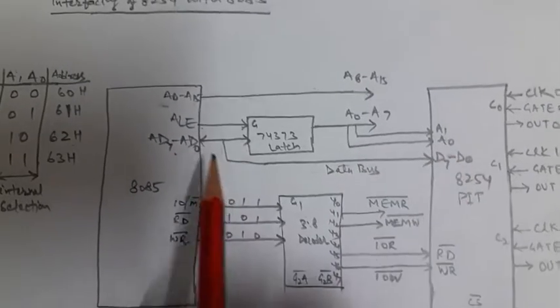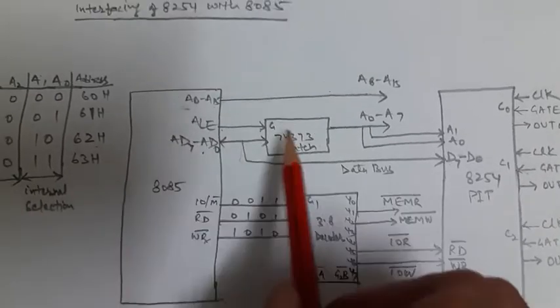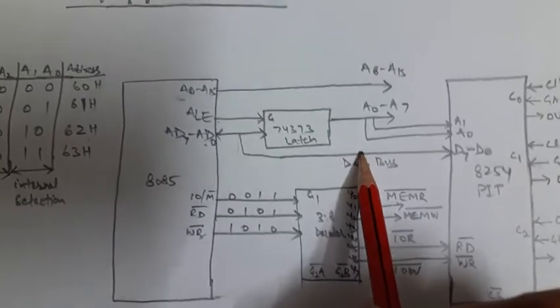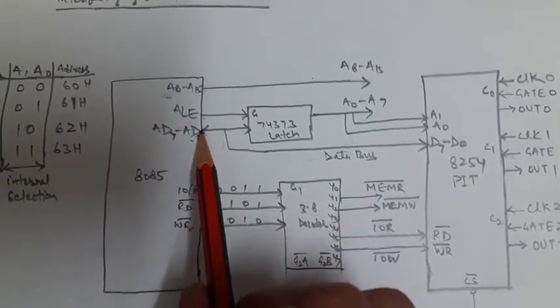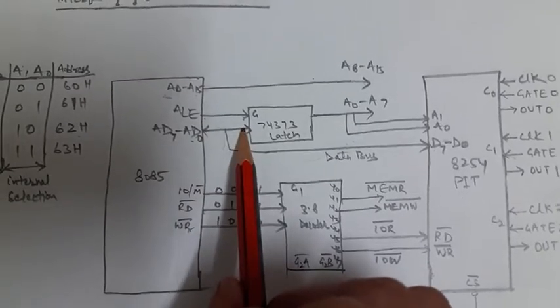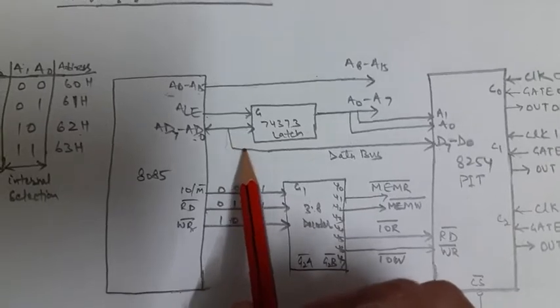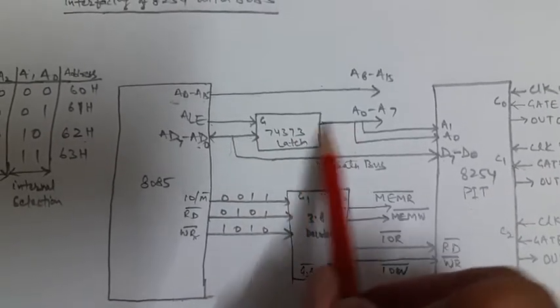So here we have done the multiplexing of address and data bus, and through this latch we have done the demultiplexing of address and data bus. For the first T state, this bus is carrying address, and for the remaining two T states, this bus is carrying data, and the lower order address byte will be provided by this latch.